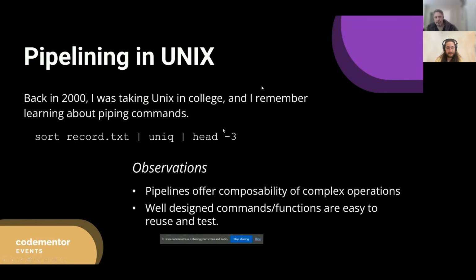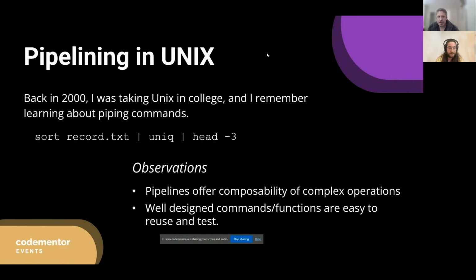So anyway, we have an example of piping commands on the Unix command line. We're piping the output of the sort command into the input of another command, which is the unique command. And then it's doing a transform, and then it's piping the output to another command, which is the head command. I remember having a couple of observations about this during class.